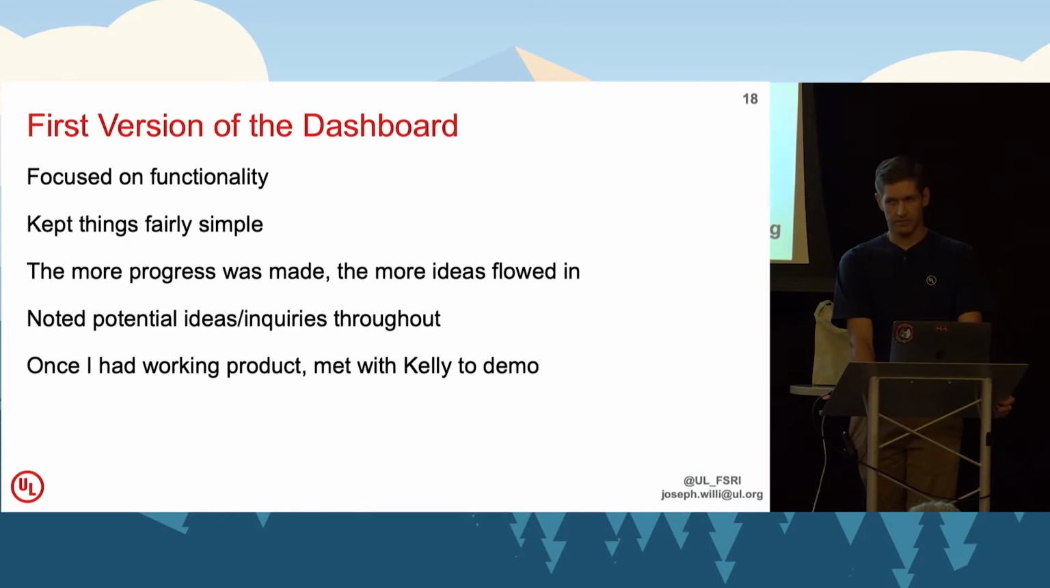So the first version that I created was focused on functionality and keeping things simple. And this proved challenging at times because the more I used Dash, the more I loved it, the more ideas flowed in. But instead of falling down the rabbit hole of trying to implement the ideas immediately, I just scribbled them down on a piece of paper and took notes to try them at a later date. So then once I had a version that was up and running and fulfilling the objectives, I met with Kelly again and we demoed it and more ideas flowed in. And he told me what was good, what could be removed, and we prioritized more goals for the next version.